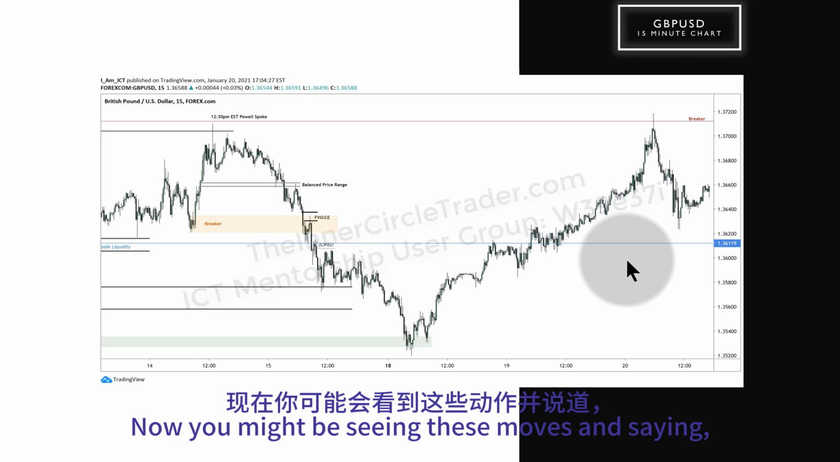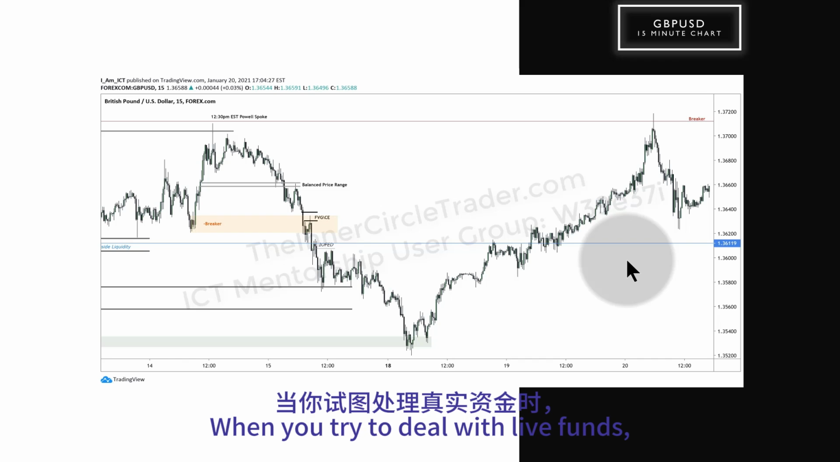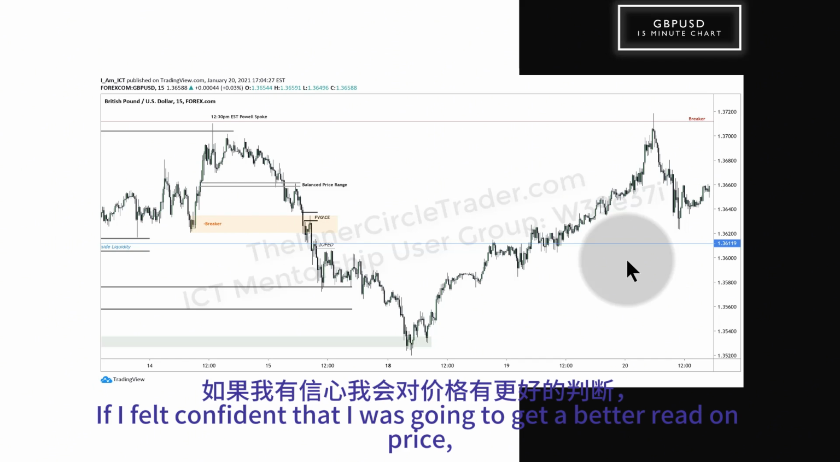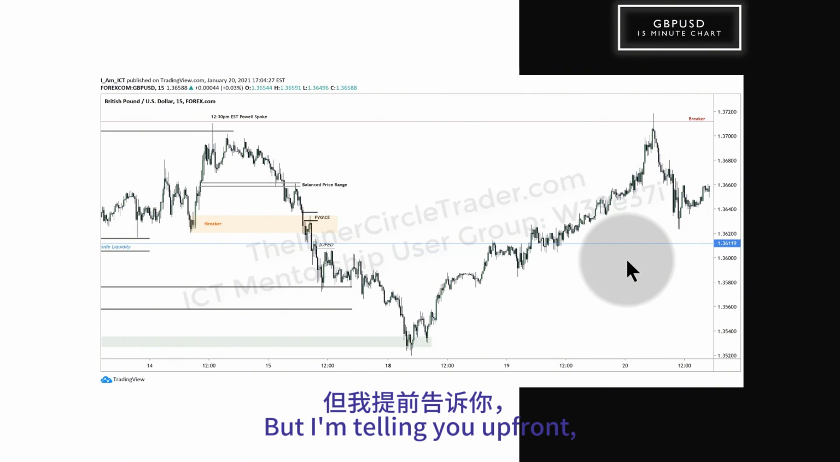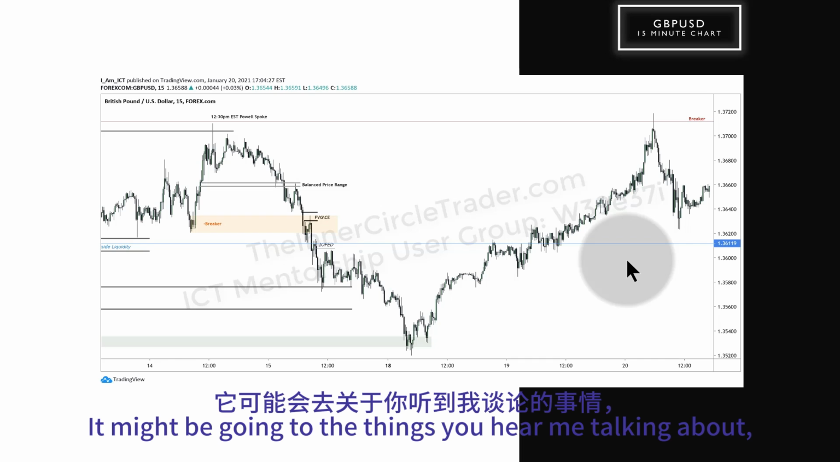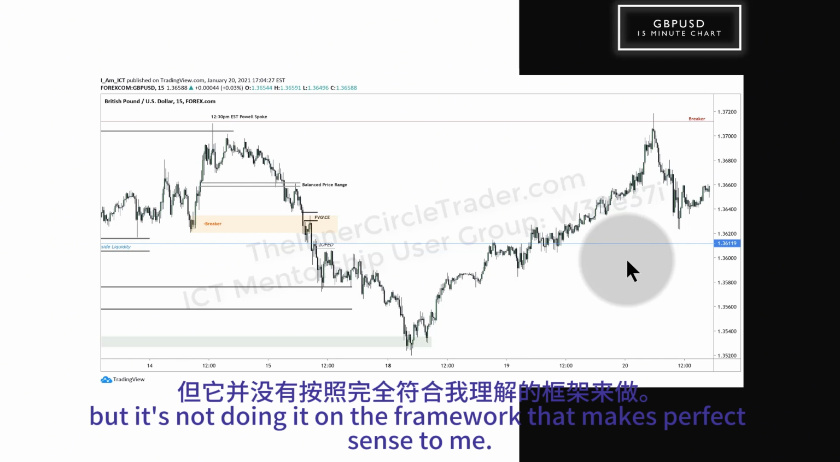Now, you might be seeing these moves and saying, well, this is what I want to do. It's altogether different when you try to do it with live funds. You will get burned, period. If I felt confident that I was going to get a better read on price if I did it with a live trade, I'd be trading with live funds with it. But I'm telling you up front, I don't know what it's going to do. It might be going to the things you hear me talking about, but it's not doing it on the framework that makes perfect sense to me.